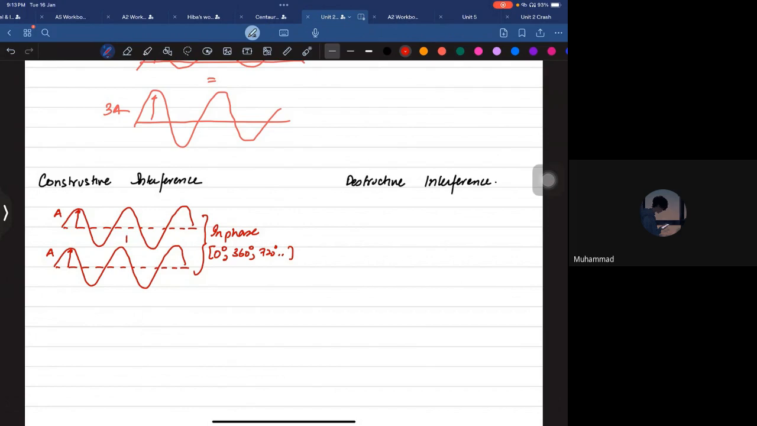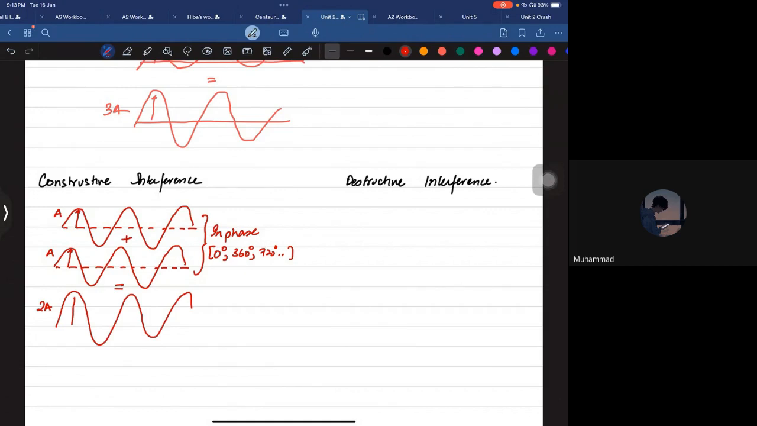Now, if they meet at any point, they're going to create a bigger new wave. So now the result will be an amplitude of 2A. So this is called constructive interference, right? All right.